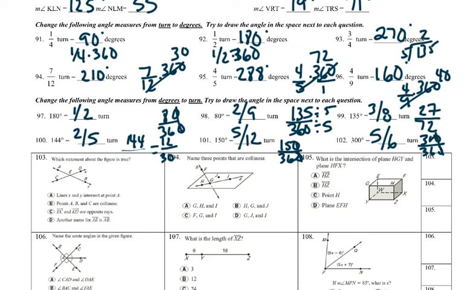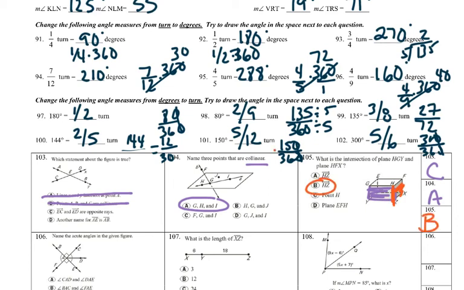Which statement about the figure is true? The first one, no, they don't intersect at point A, they intersect at point E. A, B, and C are not collinear. EC and ED are opposite rays. That's true. They go in opposite directions. Three points that are collinear on the same line look like G, H, and I. The intersection of plane HGY, that's this one in the front, and HFX on the side is going to be HZ here, so that's B.